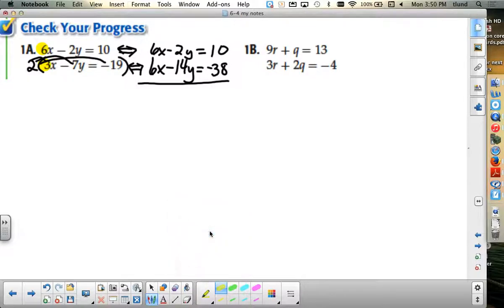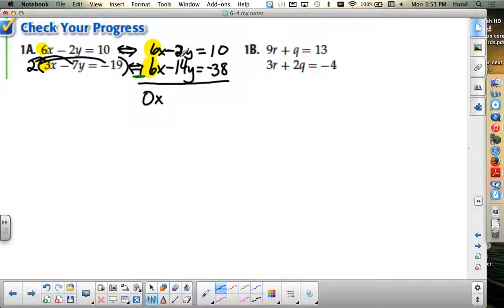Now, I've created through multiplication opposite, or I should say the same coefficients here on x. If they were opposites, I could add to cancel, but they are the same, so I'm going to have to subtract the two equations to make them eliminate the x's. When you subtract the two, 6x minus 6x is 0x.